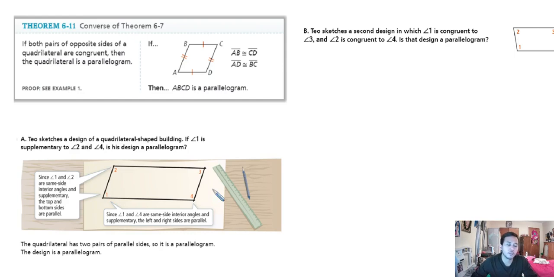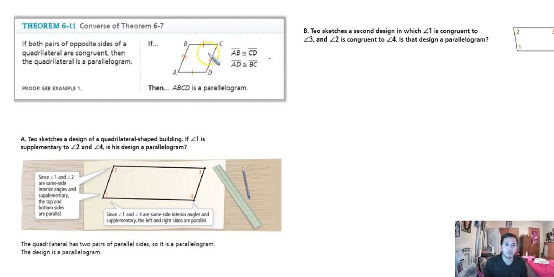I'm going to discuss proving quadrilaterals as a parallelogram. In the first theorem, we have theorem 6-11. This is the converse of theorem 6-7, which is about sides of a parallelogram. If both pairs of opposite sides of a quadrilateral are congruent, then the quadrilateral is a parallelogram. Just like what we have here, as you can see.